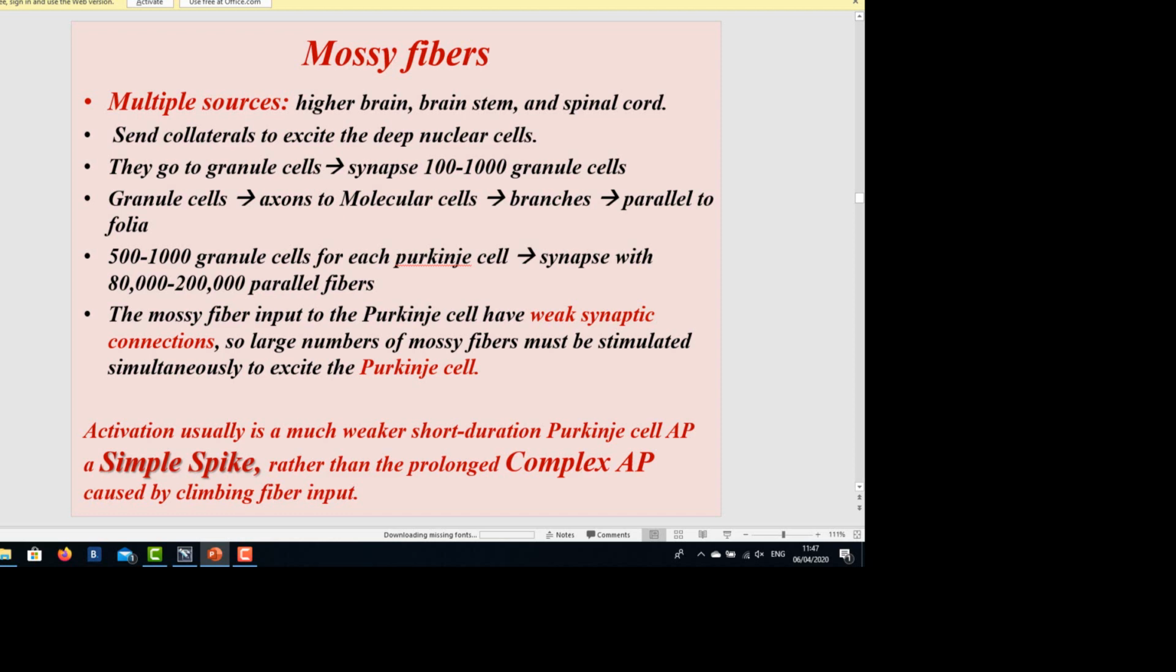The mossy fiber input to the Purkinje cell has weak synaptic connections, so a large number of mossy fibers must be stimulated simultaneously to excite the Purkinje cell. Activation usually causes a much weaker, short-duration Purkinje cell action potential, a simple spike, rather than the prolonged complex action potential caused by the climbing fiber input.